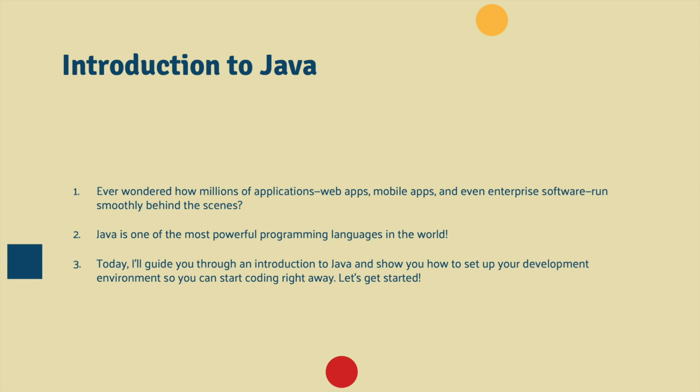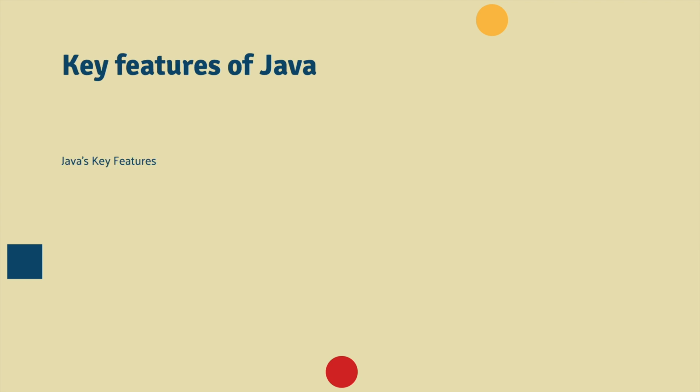Java is a high-level, object-oriented programming language that has been around for over 25 years. It was created by James Gosling at Sun Microsystems and is now maintained by Oracle Corporation. But why is Java so popular? Here are some of Java's key features that make it popular.